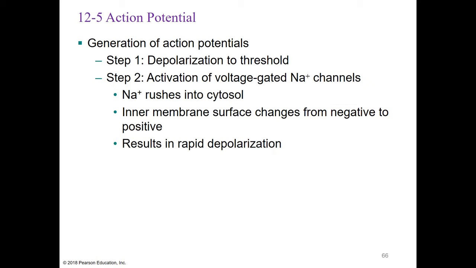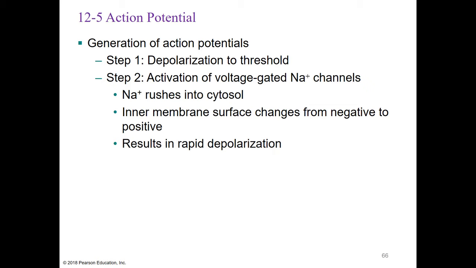So in order to have an action potential, step one is we need to depolarize the neuron to threshold. Now, depolarization, we did talk about it back in chapter 10. That means when we go from a negative membrane potential, like negative 70, towards zero or positive. So we're going to change that membrane potential to a more positive number. That's depolarization. We want this. So depolarization to threshold, that's our minimum.